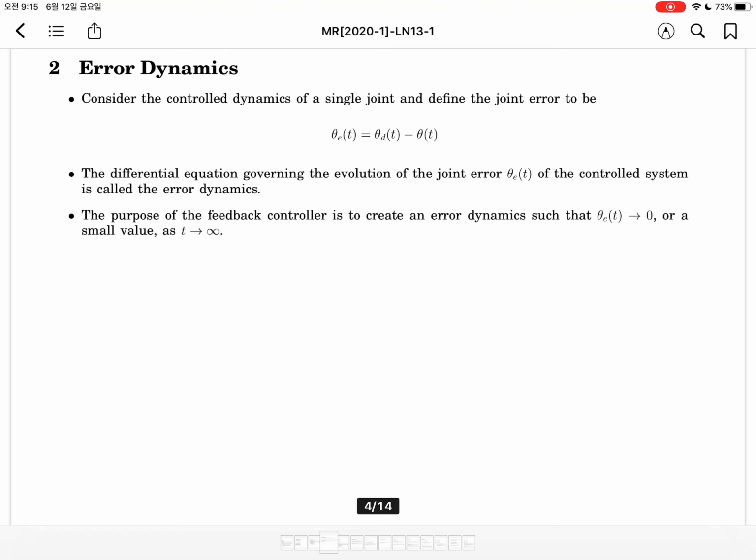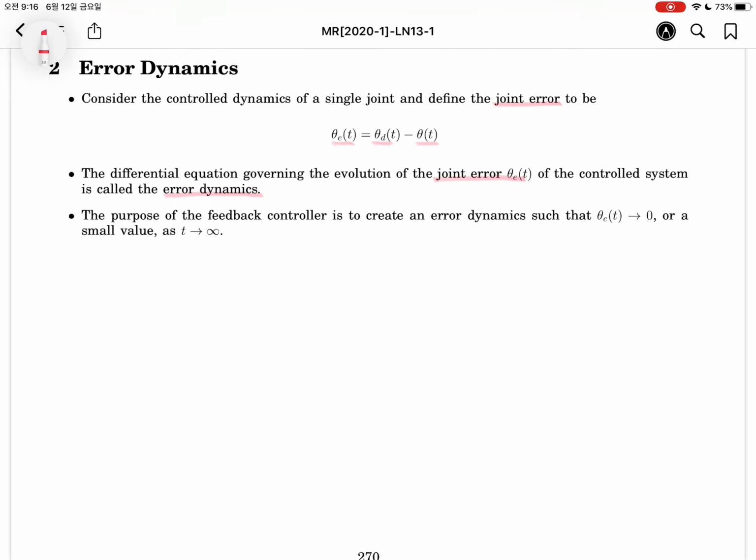Okay, next topic. The next section is about the error dynamics. Consider the controlled dynamics of a single joint. Let's define joint error as the desired angle minus the actual angle. This joint error will be denoted by theta_E as a function of time. The differential equation governing the evolution of the joint error of the controlled system is called the error dynamics.